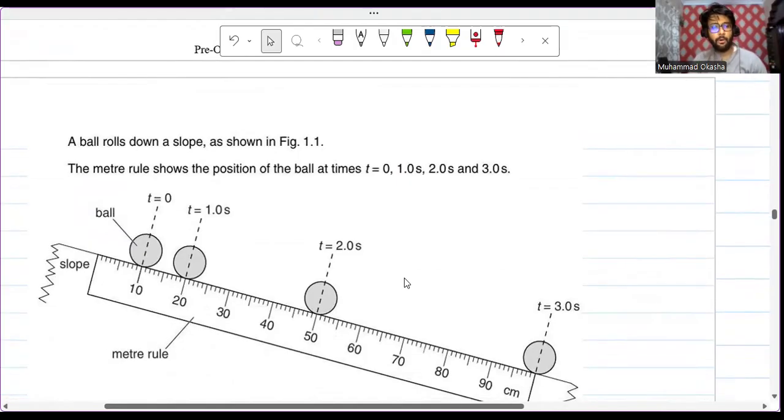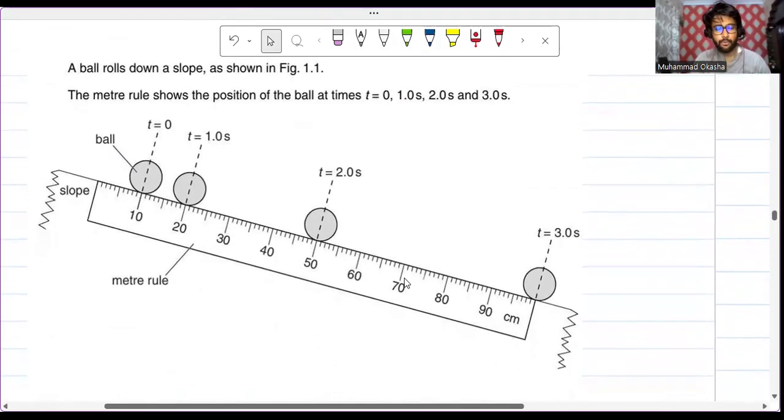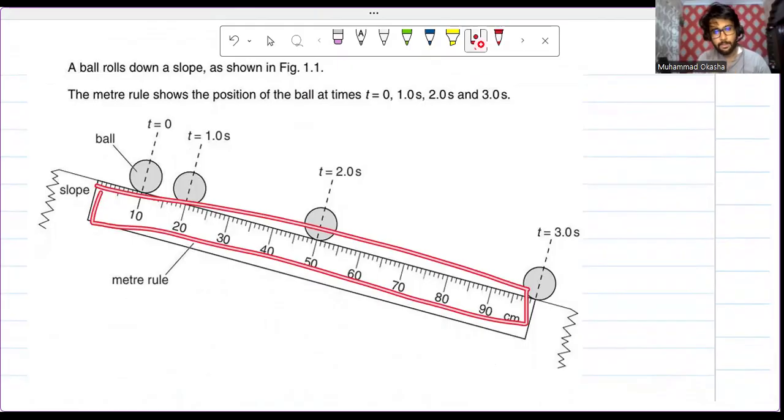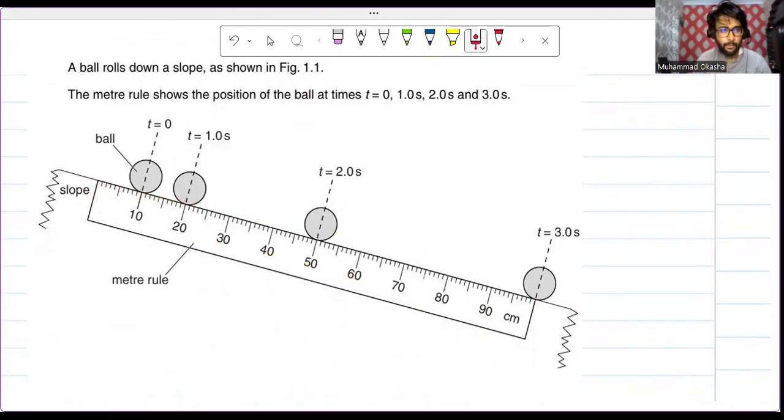Okay, a ball rolls down a slope as shown in figure 1.1. So here's a slope, you can say a meter rule. The meter rule shows the position of the ball at time t equals 0. So this is where it starts from. Time t is equal to 0, time t is equal to 1 second. If you notice, between the first second, it only traveled a distance of 10 meters.